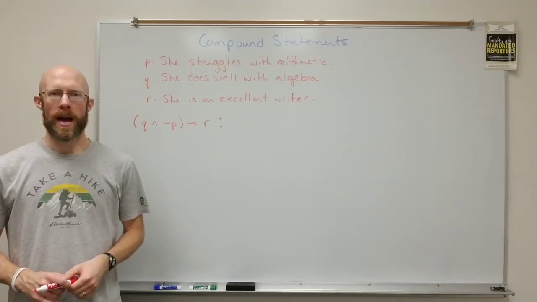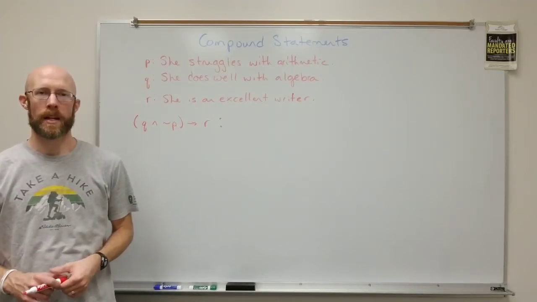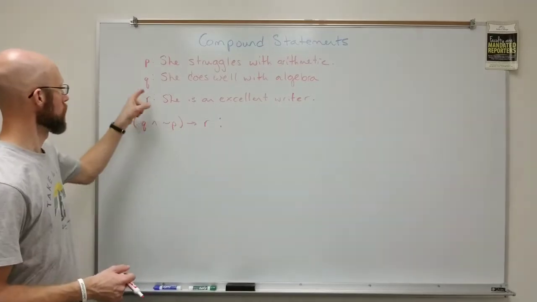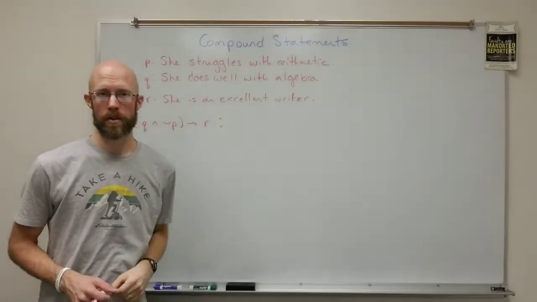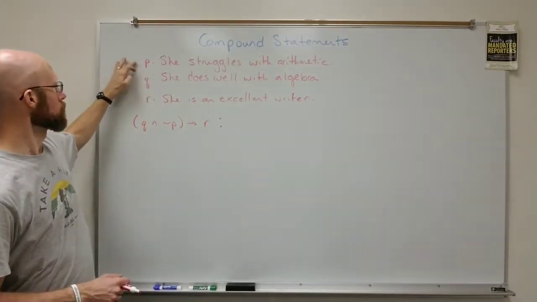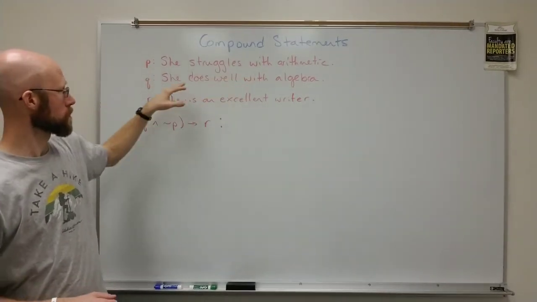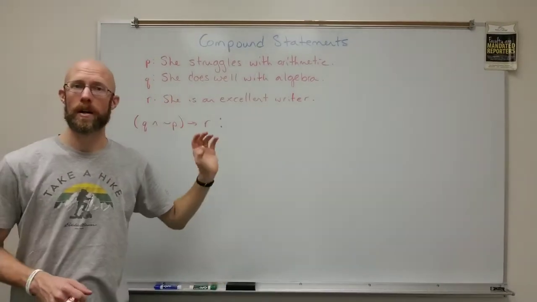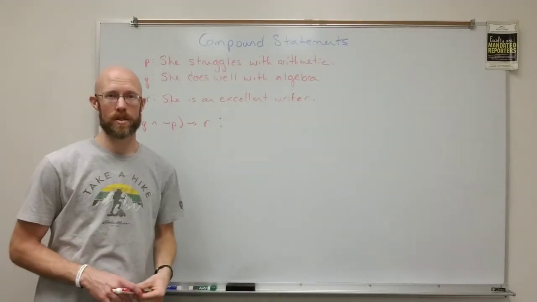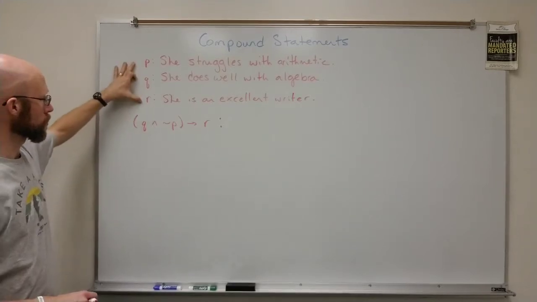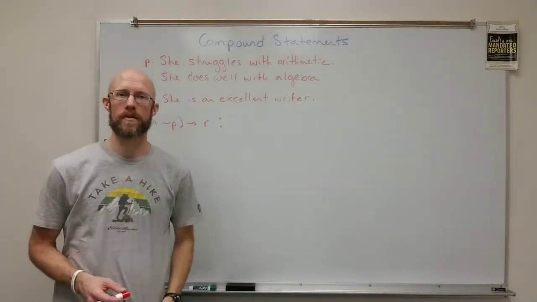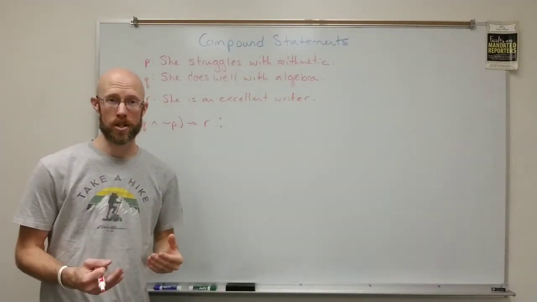So here I have added an extra simple statement. Call it R, and it's she is an excellent writer. Okay, so in addition to P and Q, where she struggles with arithmetic and she does well with algebra, now we're saying she's an excellent writer. Okay, so now we're going to start combining three things with multiple connectives just to see how the translations work.